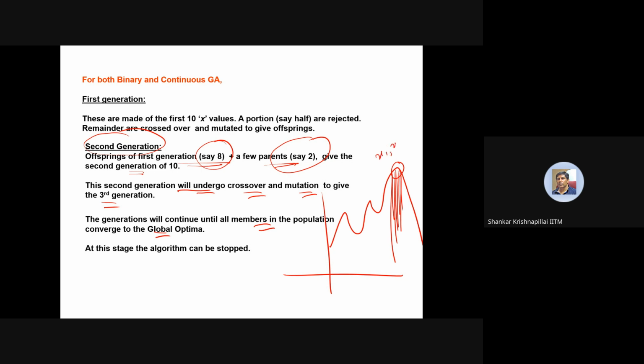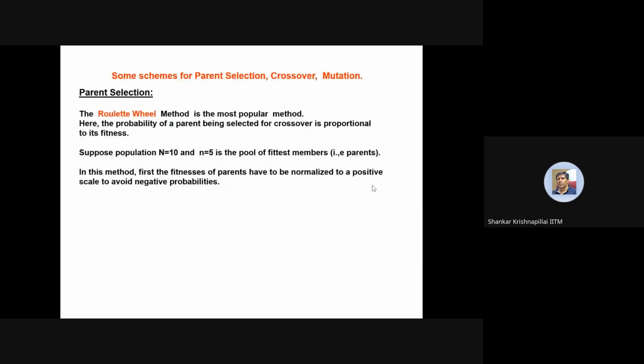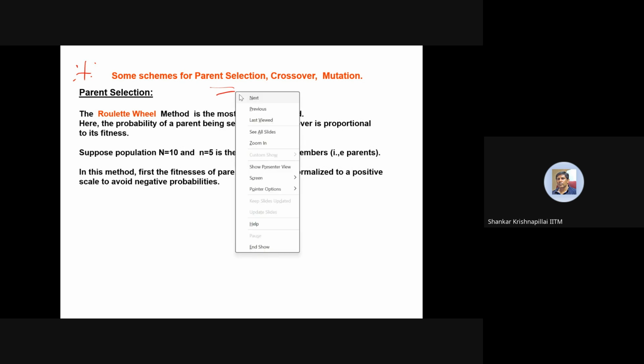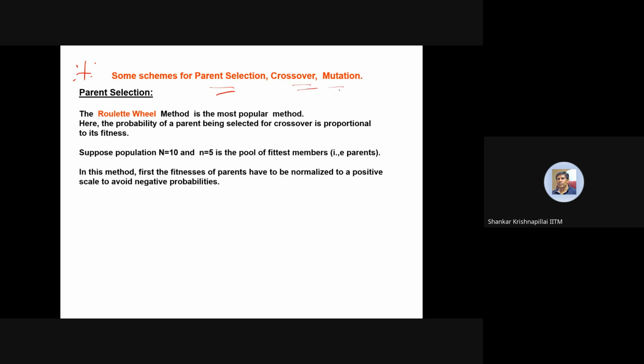It is x1, x2, x3 up to x10. All will be bunched up in the global minima after say hundreds of iterations. At that time you can stop the iterations. This is important. It will be asked in the exam: you have to generate a sample population and show these operations. Next, some schemes for parent selection, crossover, and mutation.